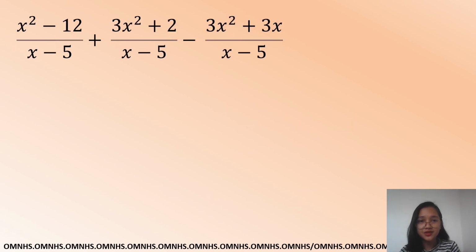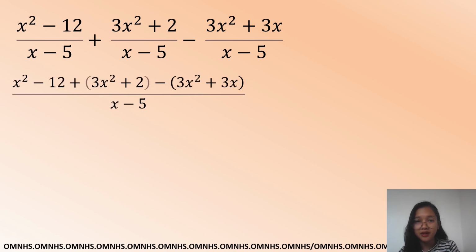Okay, so last example. x squared minus 12 all over x minus 5 plus 3x squared plus 2 all over x minus 5 minus 3x squared plus 3x all over x minus 5. So they have the same denominator, so just copy the denominator x minus 5. And then x squared minus 12 plus 3x squared plus 2 minus the 3x squared plus 3x, our numerator. So after this, we have to remove the parentheses.